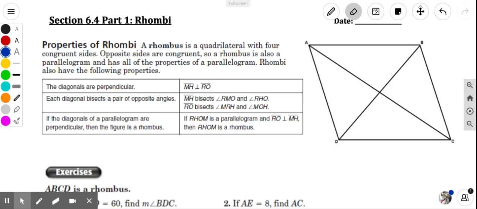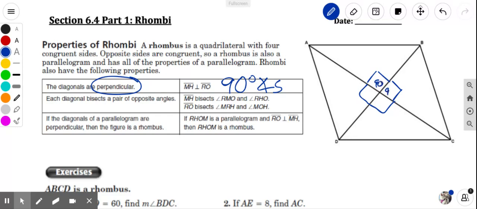The first one here is that the diagonals are perpendicular. If you don't remember, perpendicular means lines that make 90-degree angles. So that means that in a rhombus, all four of these angles where the diagonals intersect will always be 90. Always, always, always. So anytime you are given a rhombus, you can automatically mark those inside angles as 90 degrees. That's the first thing that's different about a rhombus compared to other parallelograms.